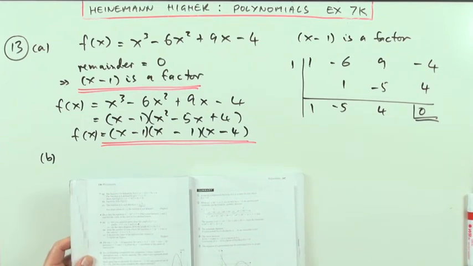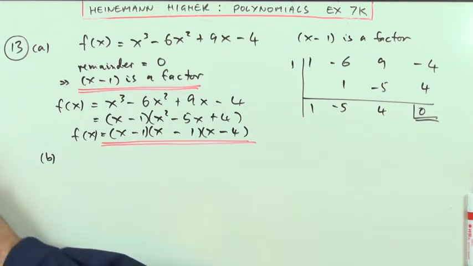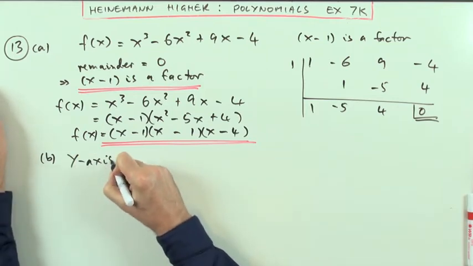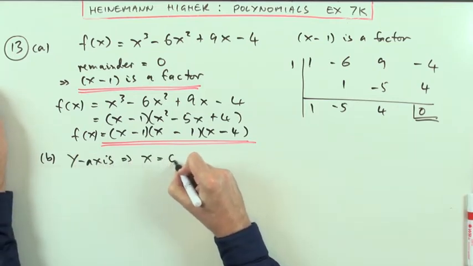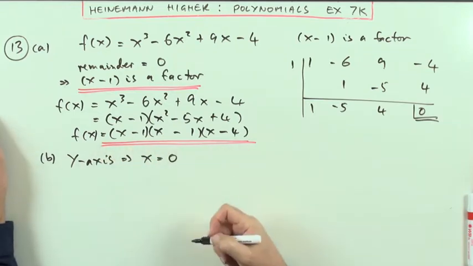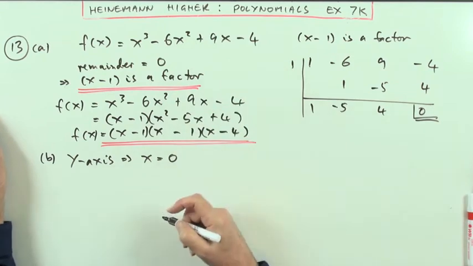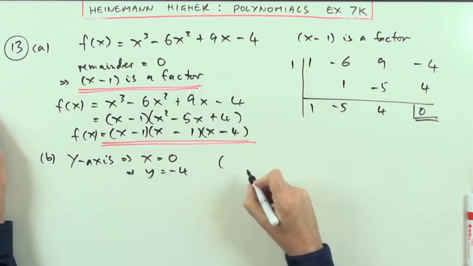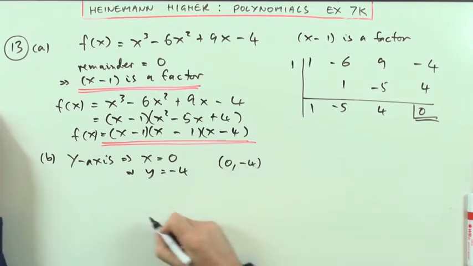Part B, write down the coordinates of the points where the graph meets the axis. Well, that's a standard. Where does it cut the axis? Easy one first. Where does it cut the y-axis? Well, on the y-axis, x is 0, which means that I just put 0 into that expression. I've got it up there, that's the easy one, so it's -4, which means y equals -4. So that gives me the point 0, -4.